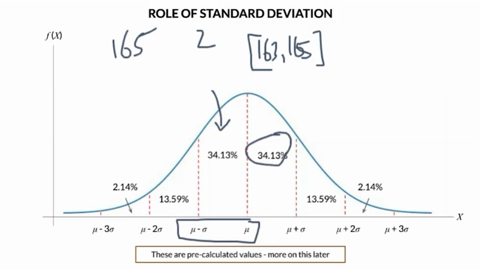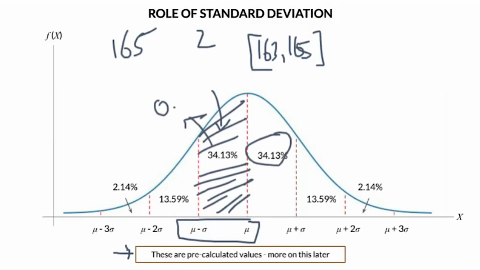These are all pre-calculated values. We'll come to how to calculate them. The answer is integration. As we just saw in the uniform case, we just need to integrate the area under the curve, nothing else. Mathematically, the area under this shaded region is 34%, 0.34. If you do the mathematics, you will get 0.34. The interpretation should start making you think a little bit.